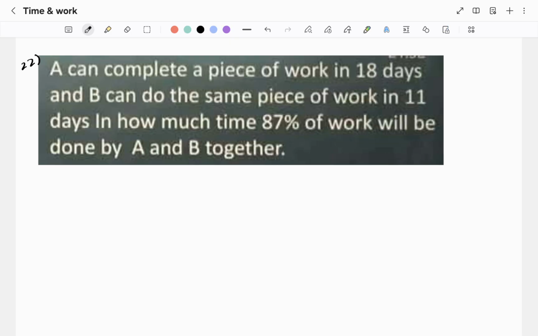A can complete a piece of work in 18 days and B can complete the same piece of work in 11 days. In how much time will 87% of work be done by A and B? So A, B, 18 and 11. So total work is equal to 18 into 11. So this is time and the efficiency will be 11 and 18.